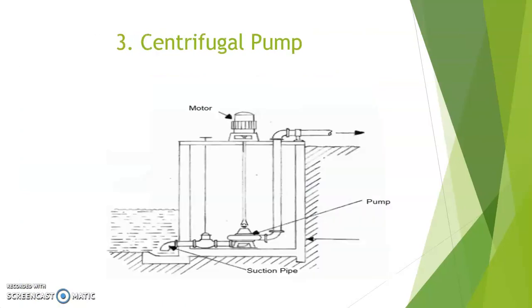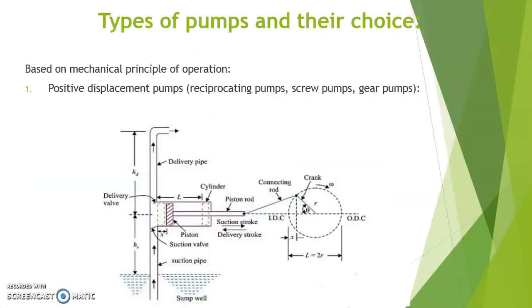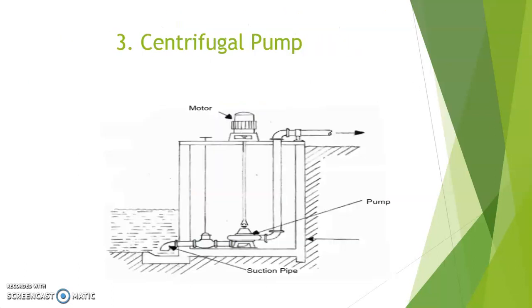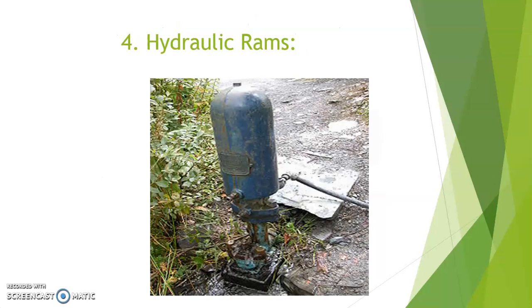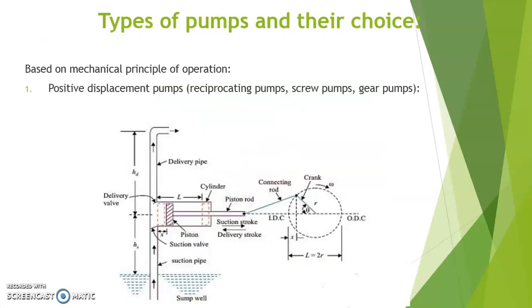Now the third category is based on the mechanical principle of operation. What is the mechanical principle of operation? On which basis are these pumps operating? On that basis, they are classified as four types: positive displacement pump, airlift pump, centrifugal pump, and hydraulic rams. Now, what are positive displacement pumps?